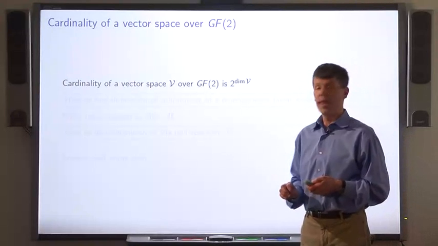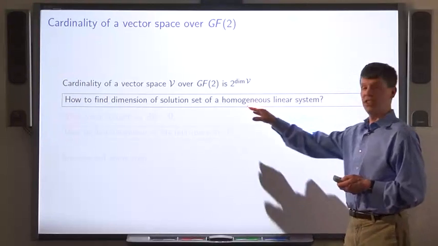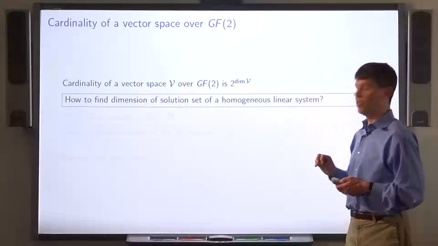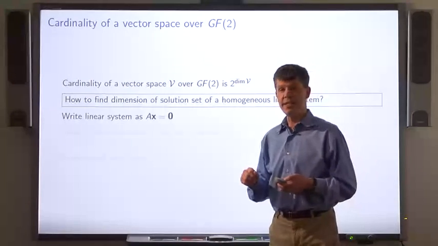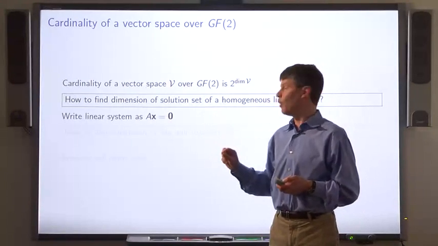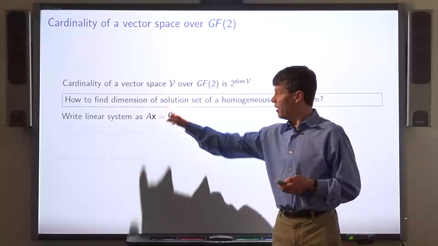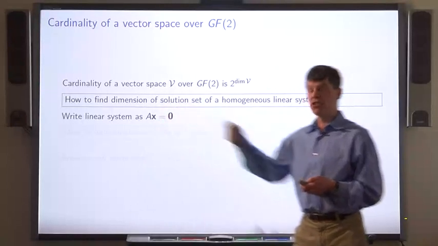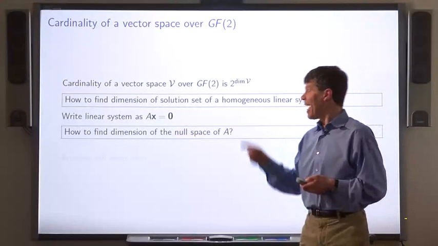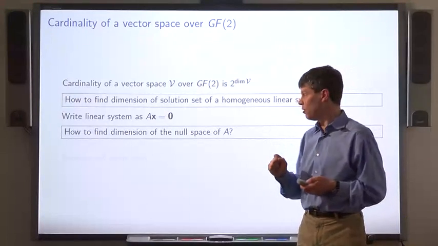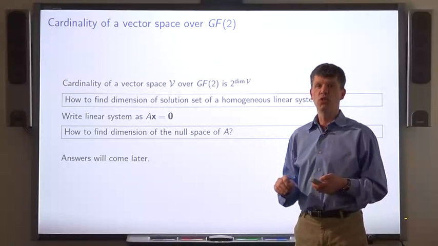Well, it still leaves unanswered the question of how to find the dimension of the solution set of a homogeneous linear system. Now, a homogeneous linear system can be written as a matrix-vector equation, Ax = 0. And the set of solutions to this is just the null space of the matrix A. So we're really asking, how can we find the dimension of the null space of a matrix A? And that question will be answered later.